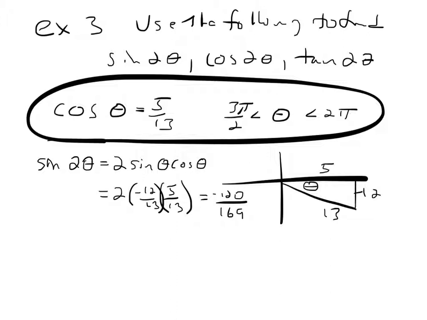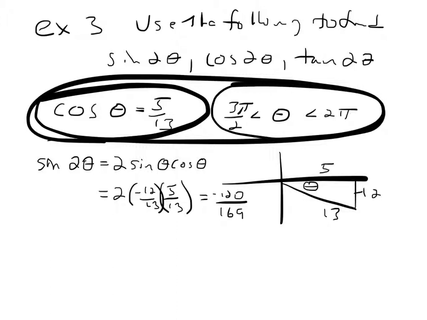So the goal is to use the following information to find sine of 2 theta, cosine 2 theta, tangent of 2 theta. And the information is that cosine of theta is 5/13 and theta is between 3 pi over 2 and 2 pi. And so that means that theta has to be in quadrant 4.